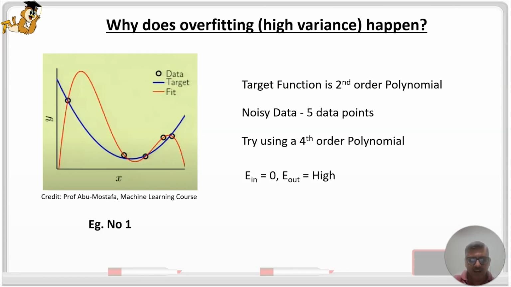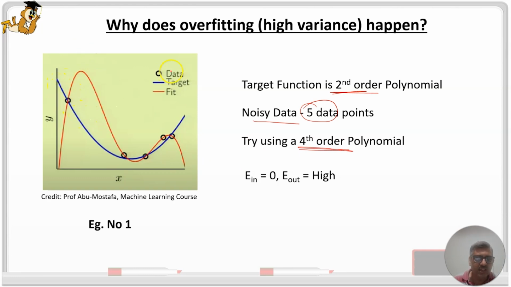Now, the one example that he has provided is an example like this, where the target function is a second order polynomial, and you have noisy data with 5 data points. Now you may say that 5 data points is just too less. You should have a lot more than 5 data points if you are going to do any reasonable exercise. But this example is being chosen to make a point. Now, let us try using a fourth order polynomial to fit the noisy data.